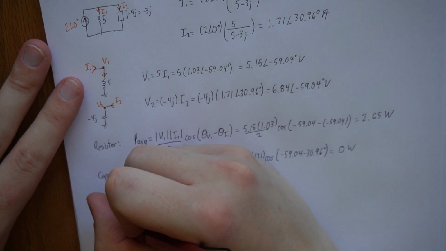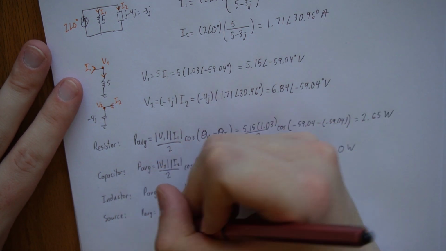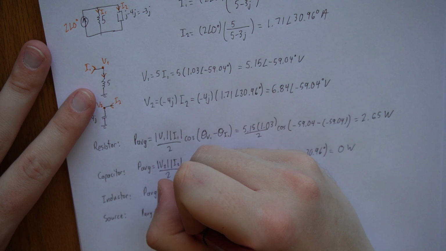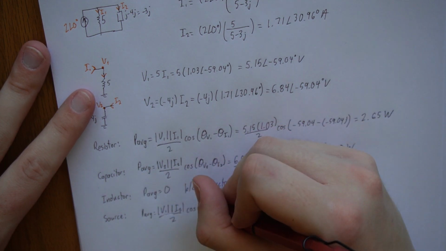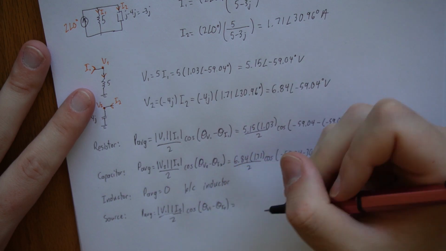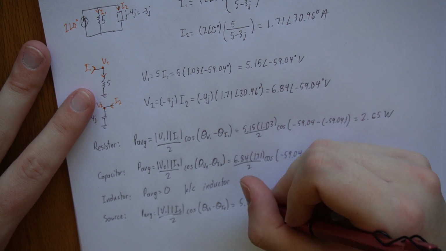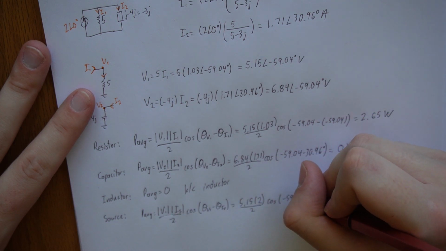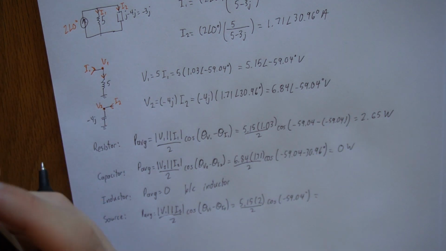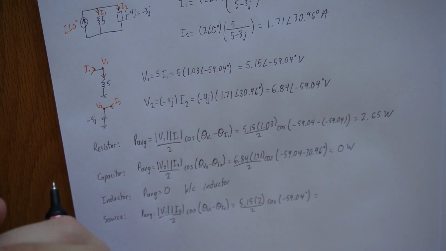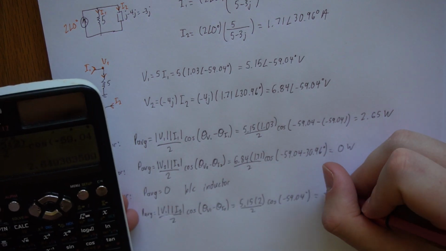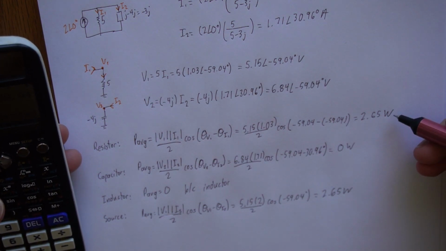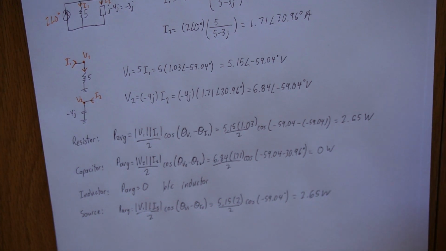Lastly, we have the current source. This one, we use P average is equal to V1 times I source divided by 2, cos of theta V1 minus theta I source. So this will be 5.15 times 2 divided by 2, cos negative 59.04 degrees, which equals 2 cos negative 59.04, or 2.65 watts. So that's delivering power, while the resistor is absorbing the power. So we see they equal each other, so it works out in the end just fine.